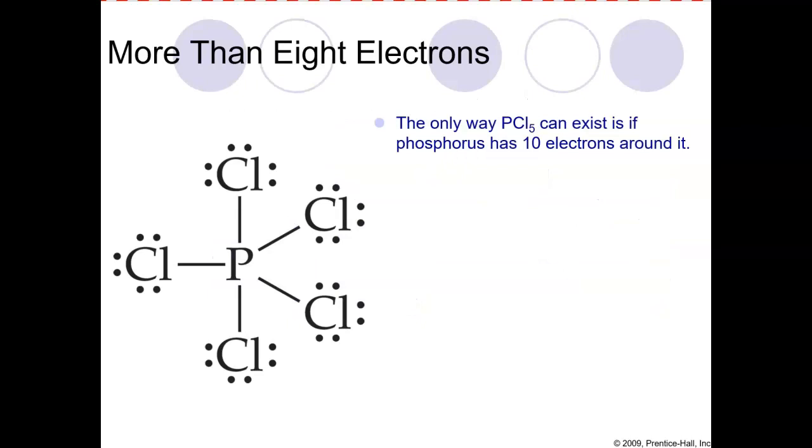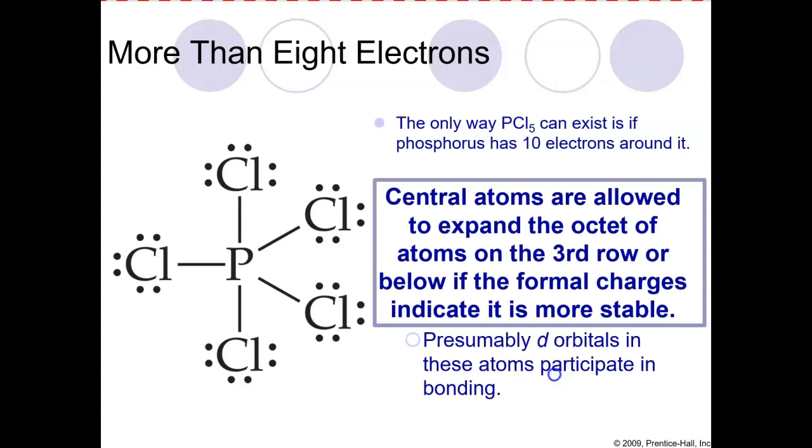So the octet rule can be broken, where the central atom can have more than 8 electrons around it, if the central atom is in the 3rd row of the periodic table or lower, and if the formal charges indicate that the first structure you drew was not stable, but having more than 8 electrons around the central atom is stable. So again, the idea, 0 formal charges are great. 0 formal charges are good. We're trying to get a 0 formal charge.